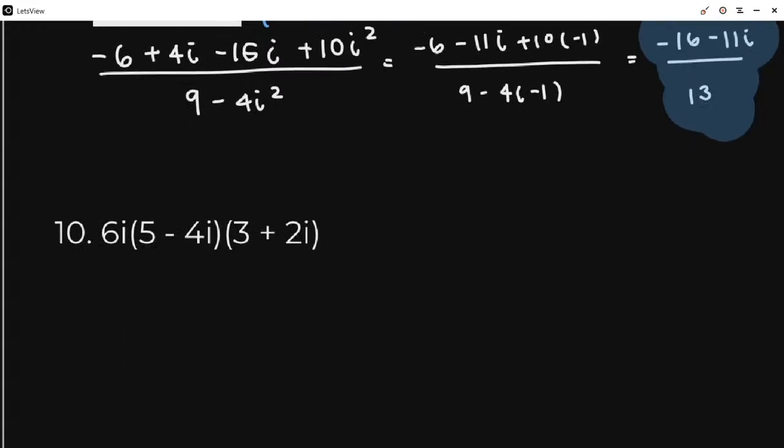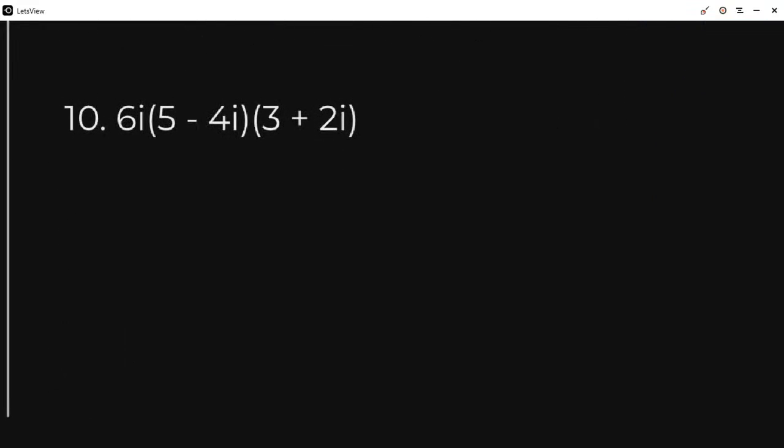Okay, and then this next one we are multiplying 3 terms, so you can choose how you want to do this. You can first distribute the 6i into the 5 minus 4i, or you can first multiply out the 5 minus 4i times 3 plus 2i. I'm actually going to do that first, just because it's always easier to multiply by 6i last, and the numbers are going to get kind of big if I do that first.